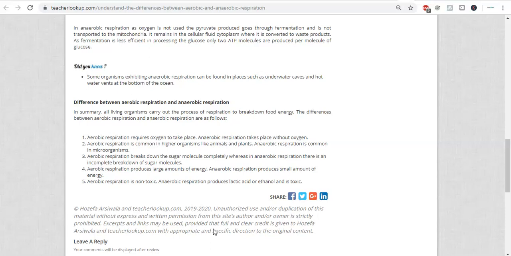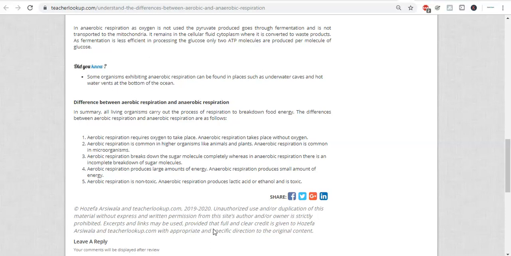Did you know some organisms that exhibit anaerobic respiration can be found in places such as underwater caves and hot water vents at the bottom of the ocean? Differences between aerobic respiration and anaerobic respiration. In summary, all living organisms carry out the process of respiration to break down food for energy. The differences between aerobic respiration and anaerobic respiration are as follows.